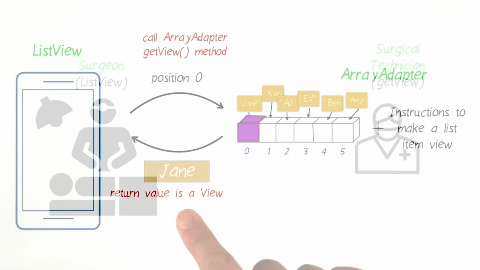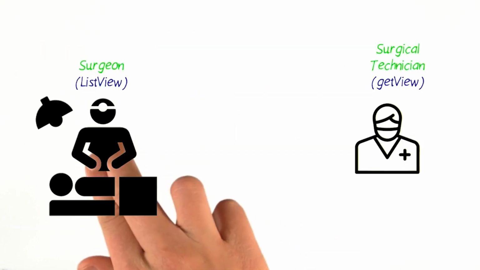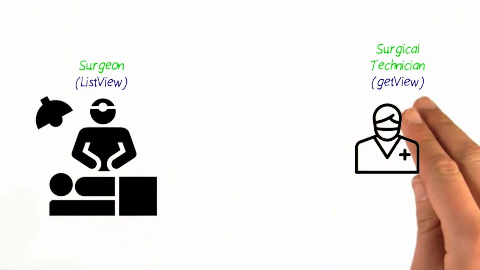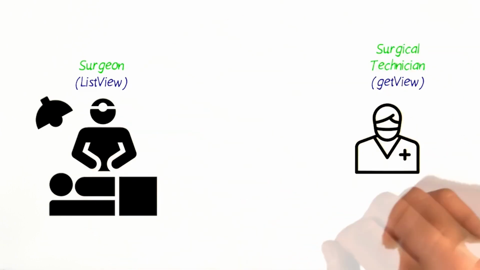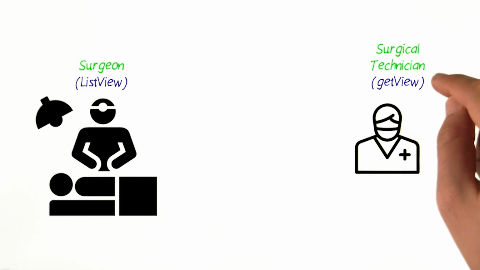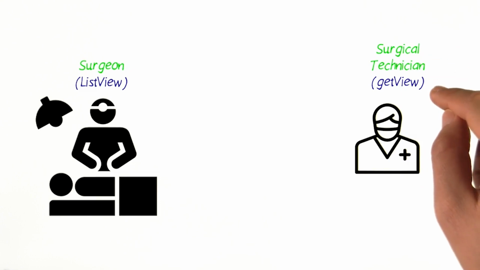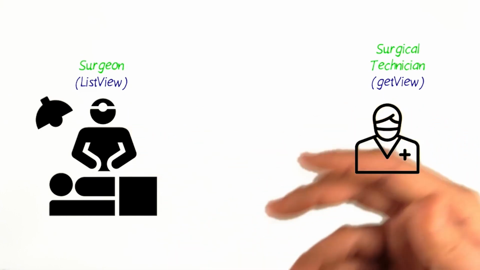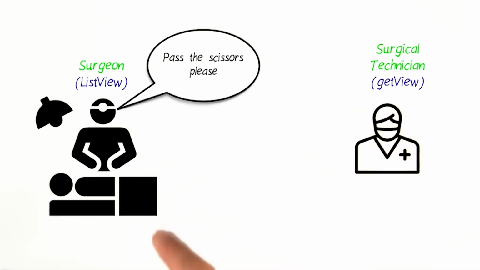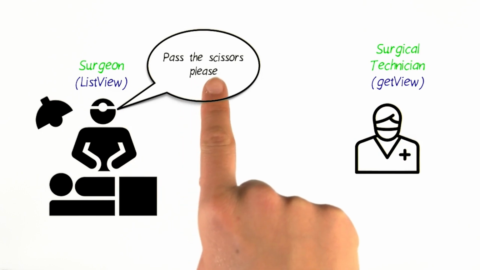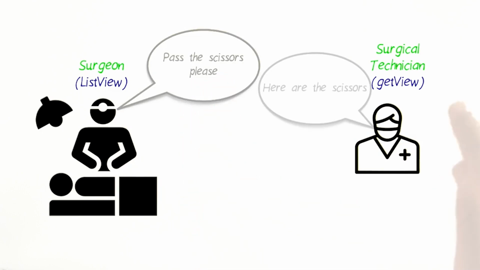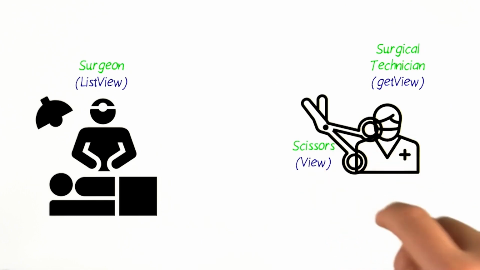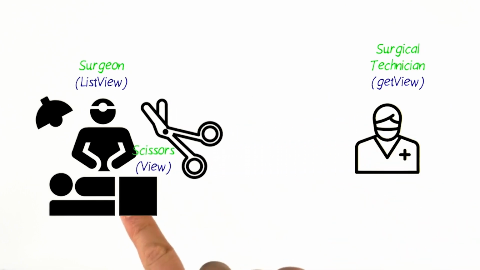So think of the relationship between the ListView and getView similar to what happens between a surgeon and a surgical technician in an operating room. In this analogy, the surgical technician, like the getView, hands the surgeon, the ListView, the correct instrument, or the correct view, when the time comes. So the ListView, or surgeon, requests the view, or the scissors in this case. The getView gets what's needed, the view, or in this case the scissors, and passes it to the surgeon.